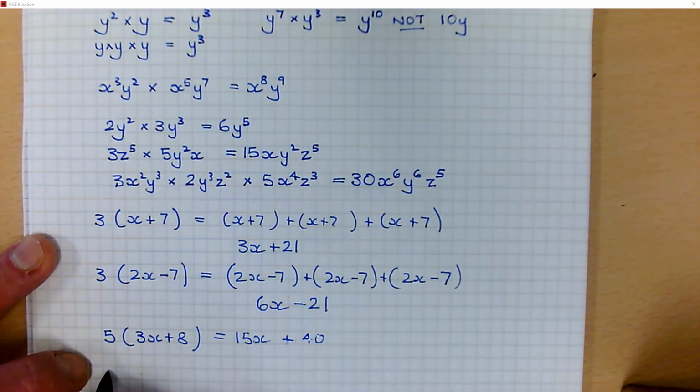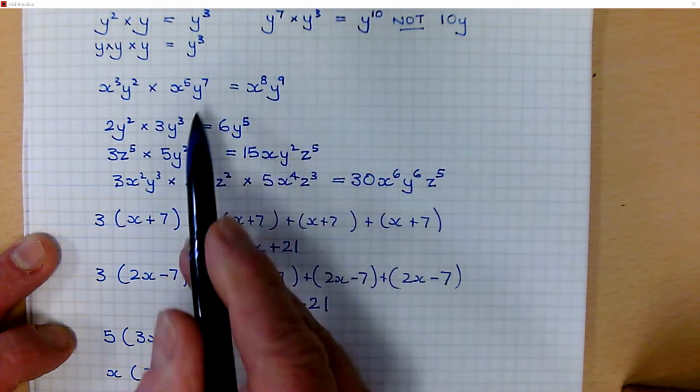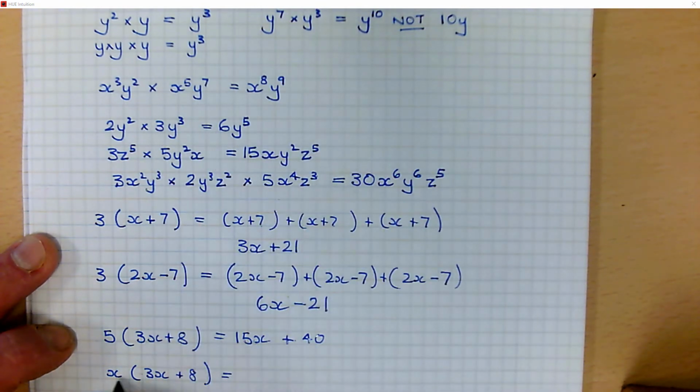What if we had this? Instead of a number, what if we had x lots of 3x, add 8? Well, we're going to start to use some of the things we did here now. X times 3x is going to be 3, and x times x makes x squared. X times 8 gives me 8x.